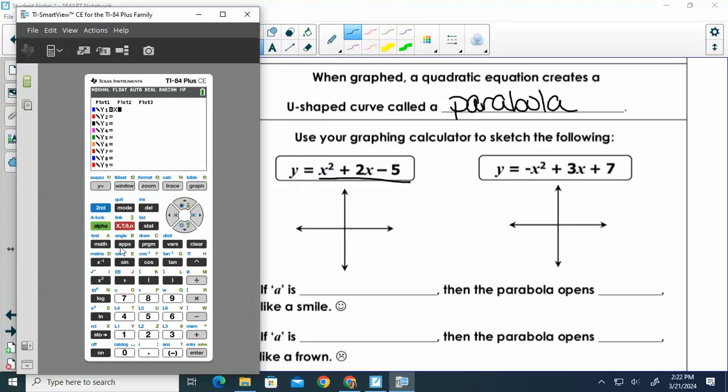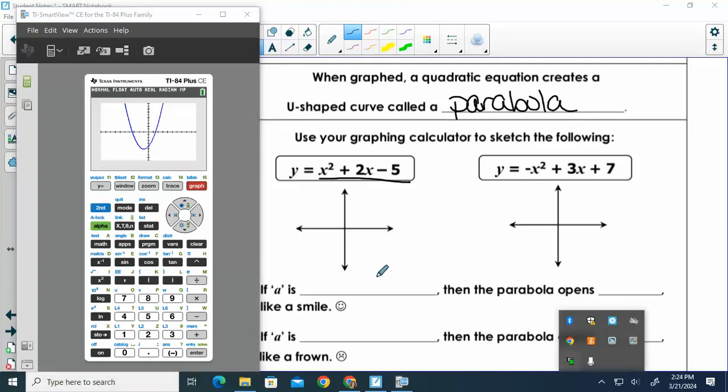So I'm going to type x, using this x button here, and then squared, so there's a little square button down here, plus 2, and back to my x button, minus 5. And then we're going to push graph. It should look like this.